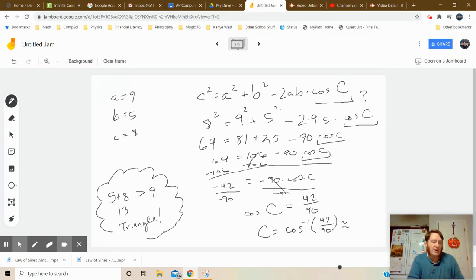If you use 42 out of 90, make sure that's 42 over 90 or 42 divided by 90 in parentheses. So you have to be careful how you key it. It varies slightly from calculator to calculator. And always make sure you're in degrees, unless we're working a problem in radians, which we won't do with these. 62 point something, to the nearest tenth, 62.2 degrees. So we've used the law of cosines.